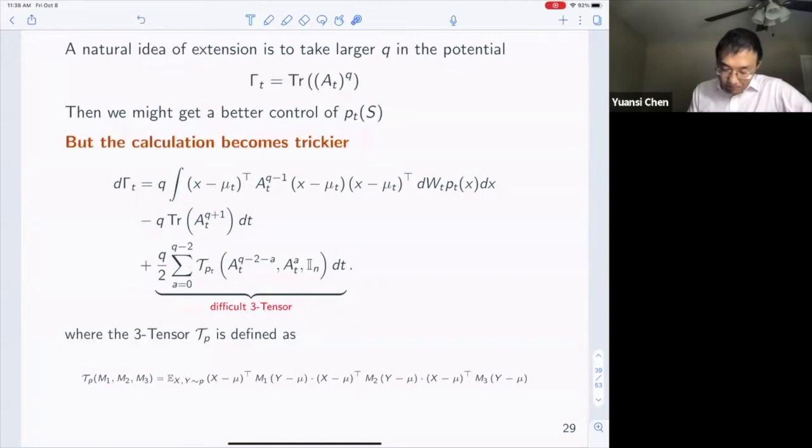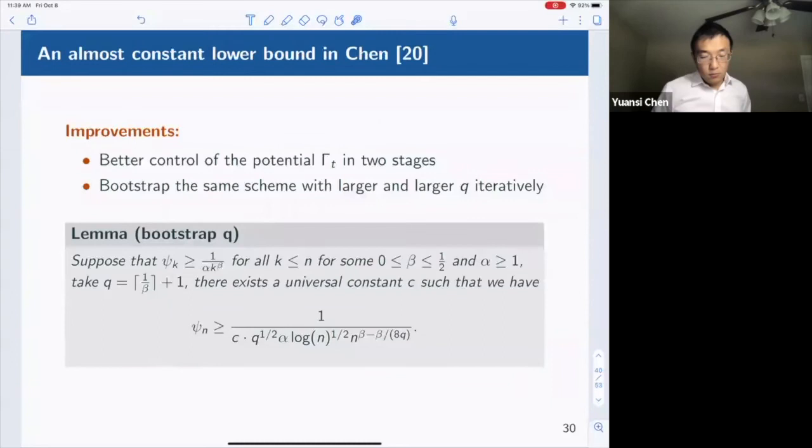What is this, roughly? You start with something like A to the power Q, but when you take the derivative with respect to A, you generate those kinds of moment parts, because the derivative of A has third order moments. And these third order moments appear here. So this term looks difficult. For Q equals 2, they have smart ways to bound it, but for high Q it's difficult. And so let's summarize what we really did in the 2020 paper.